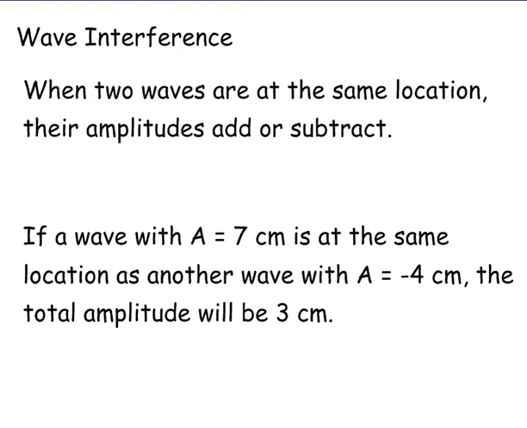For instance, if a wave with an amplitude of 7 centimeters is at the same location as another wave with an amplitude of -4 centimeters, the total amplitude will be 3 centimeters.